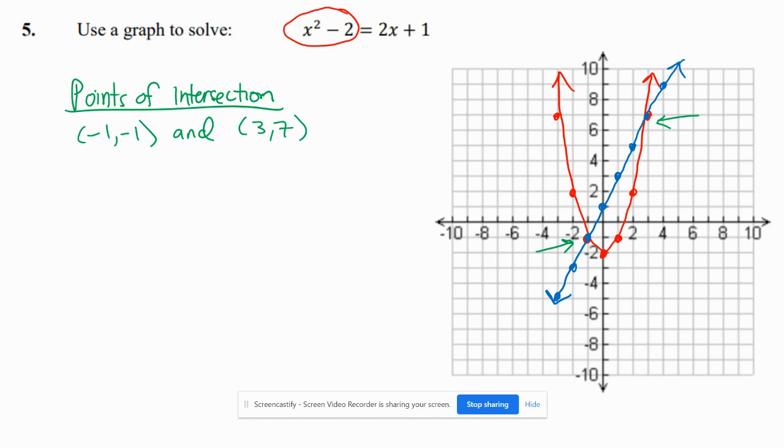Keep in mind for these, we're solving for the x values at which they intersect. So I'm only interested in x. So your final answers for these would be x is equal to negative 1 and x is equal to 3.